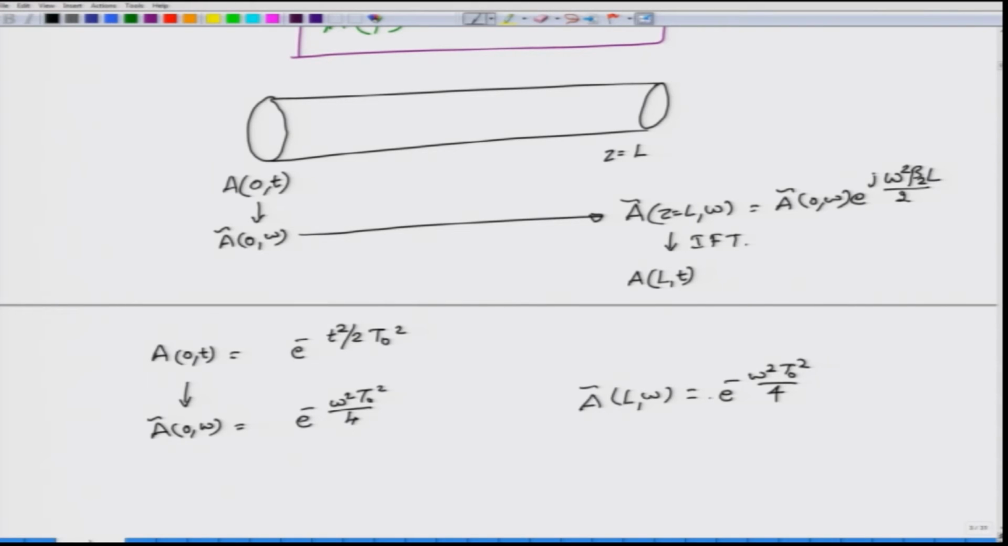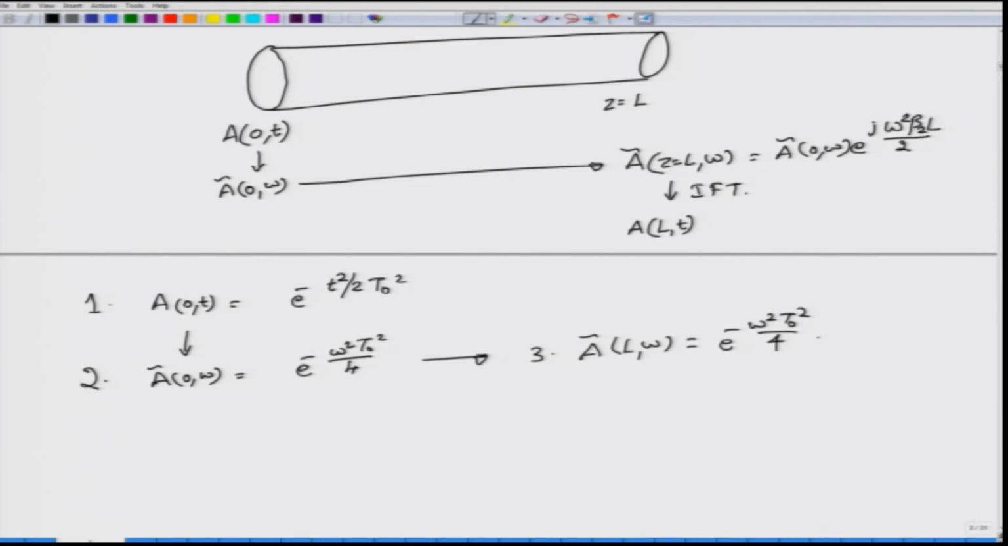So what is the first step? You start with the pulse envelope at z = 0, which is at the input of the fiber. The second step is to take the Fourier transform. The third step is to propagate this Fourier transform through the fiber of length L, and it would be obtained by multiplying it by e^(jω²β2L/2). Now, what would be the fourth step? The fourth step would be to take the inverse Fourier transform.